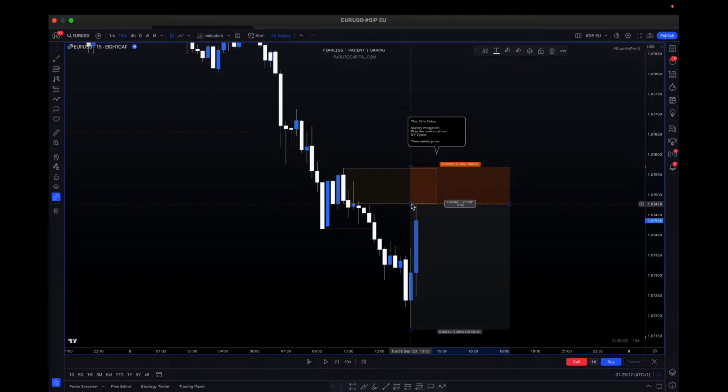If you have structure, then you know that you're expecting the 15 minutes to play out, and with that you enter on the 15 minutes, and then you can also enter on the 1 minute. For me, how I do it is I split my risk, right?